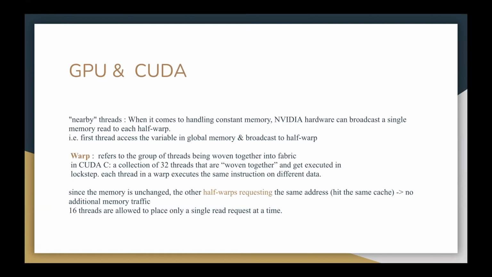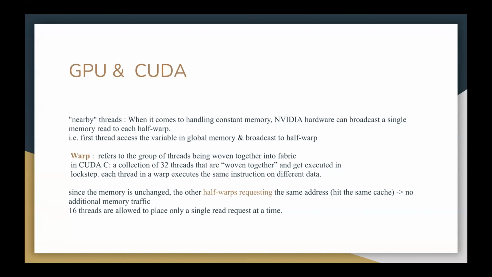The definition of a warp refers to a group of threads being woven together into fabric. In CUDA C specifically, it means a collection of 32 threads woven together and executed in lockstep. In other words, each thread in a warp can execute the same instructions on different data. Same instruction, different data is basically the key idea of GPU programming.